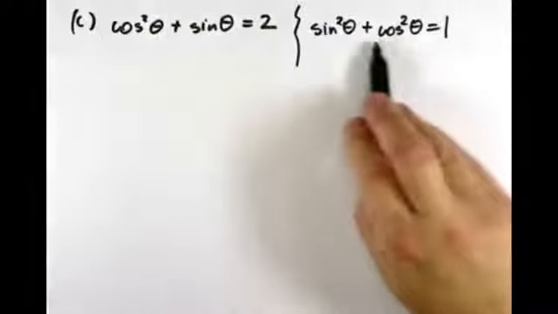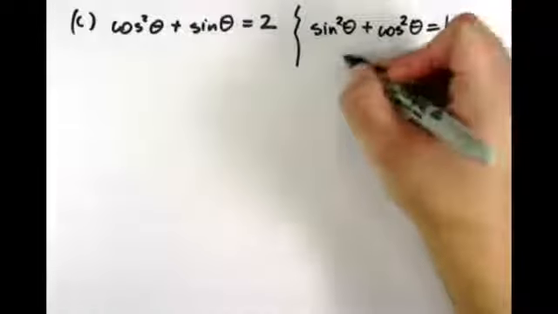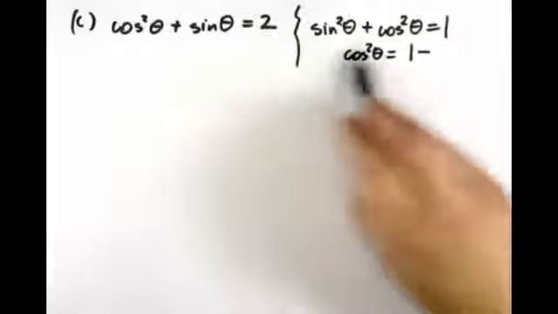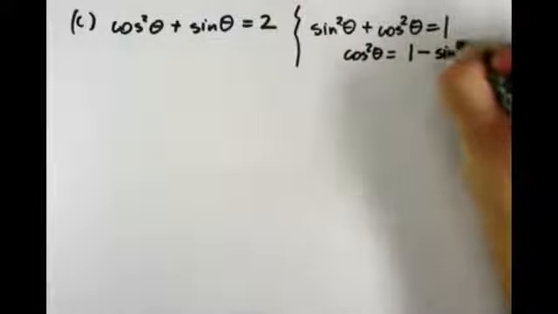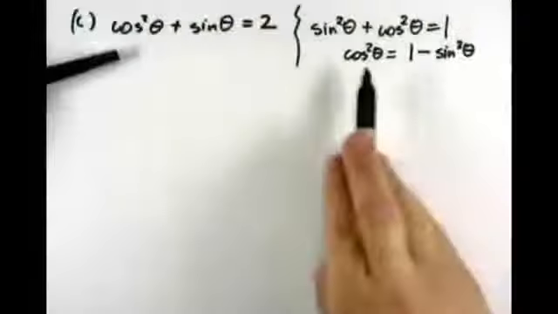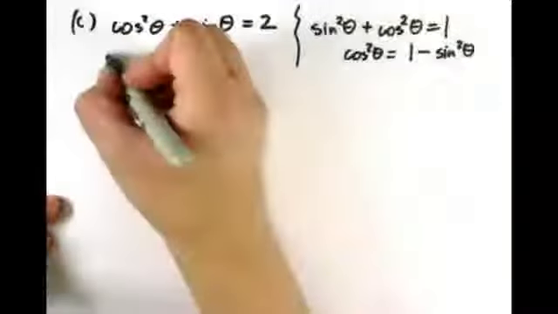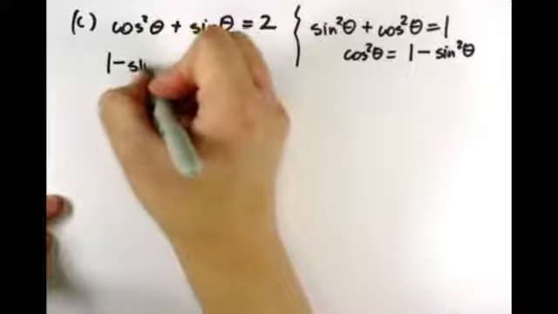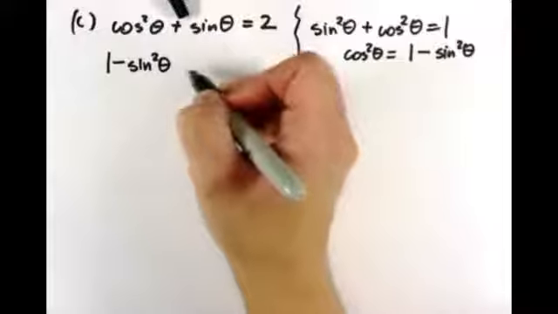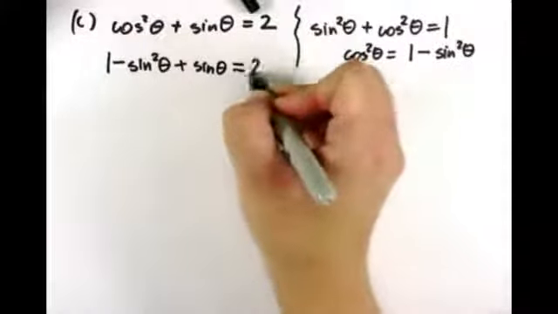Let's solve for cos squared theta. So let's bring the sine squared over. So we have that cos squared theta is equal to 1 minus sine squared theta. So now I'm going to substitute for my cos squared the formula that I just got. So I have 1 minus sine squared theta, and then plus sine theta is equal to 2.